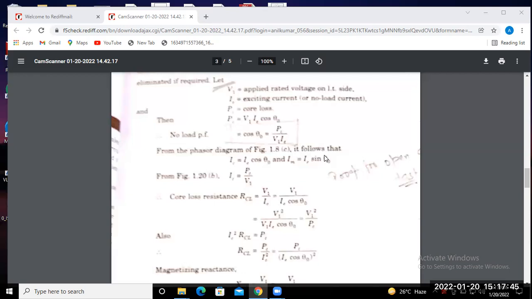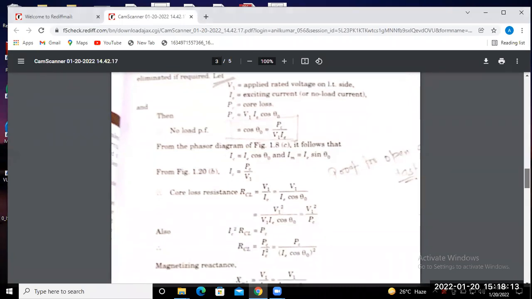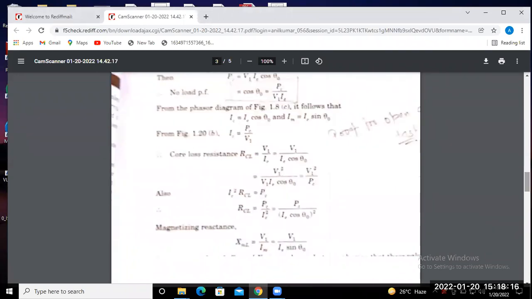So now, otherwise we can directly write here IC equal to how much? Core loss, if cos theta 0 at no load almost tends to 0, that means the no load power factor is very near to 0, so that IC equal to PC by V1. So core loss resistance, that means RC, how can we find out RC?